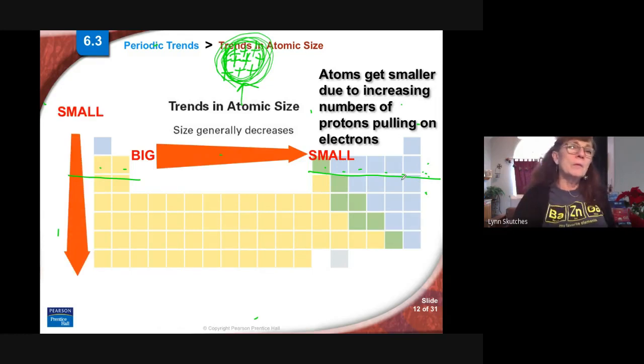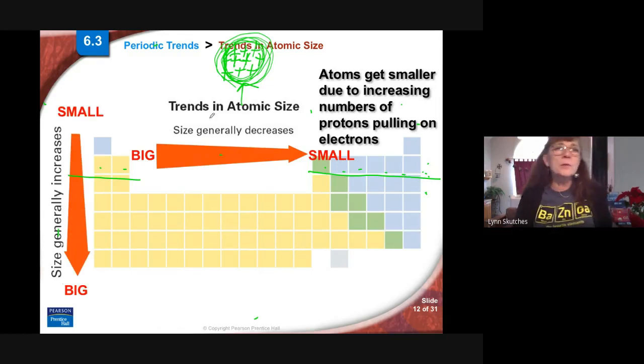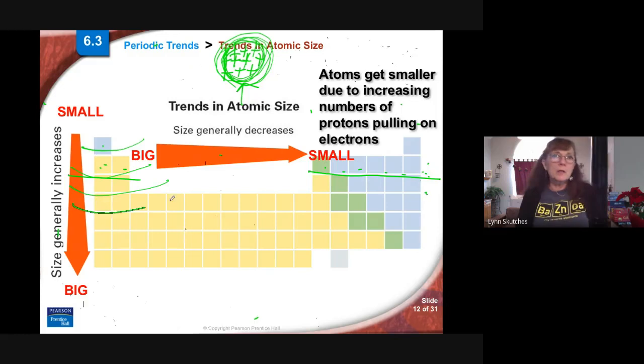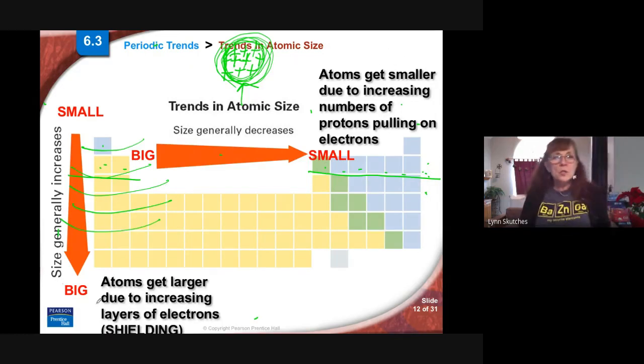Top to bottom, no brainer. Of course, they're bigger. Yes, there's more protons. Yes, there's more electrons, but there's more layers in our atom onion. Guess what those layers do? They shield the other electrons from the nucleus. Okay, they block the positive charge from being able to grab the negative electrons. They act like a shield, a knight's shield.